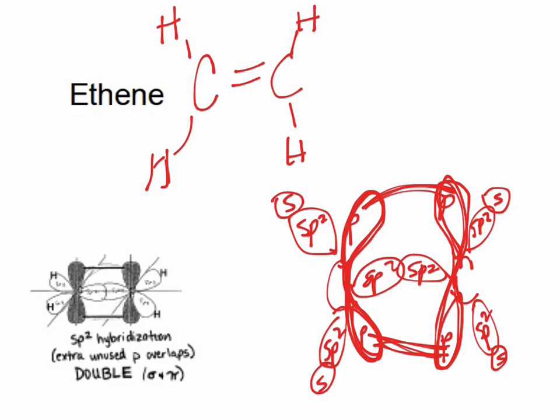So how many sigma bonds do we have in ethene? 5 sigma bonds. And how many pi bonds do we have? It's 1 pi bond. Okay?